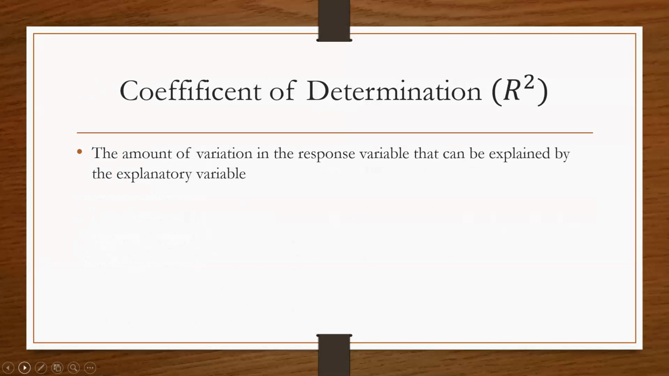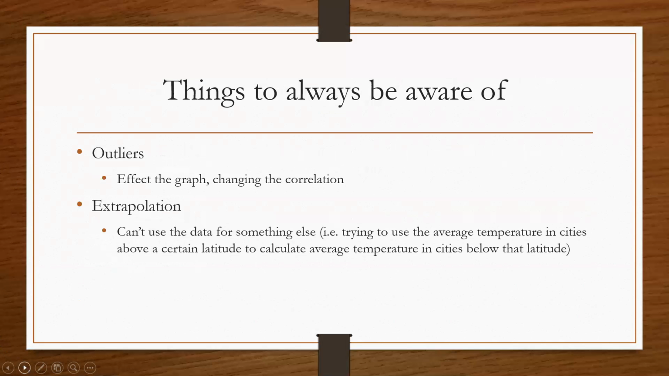And the coefficient of determination is r squared. It's the amount of variation in the response variable that can be explained by the explanatory variable. So basically you just take whatever your r is and square it, and that's your coefficient of determination.